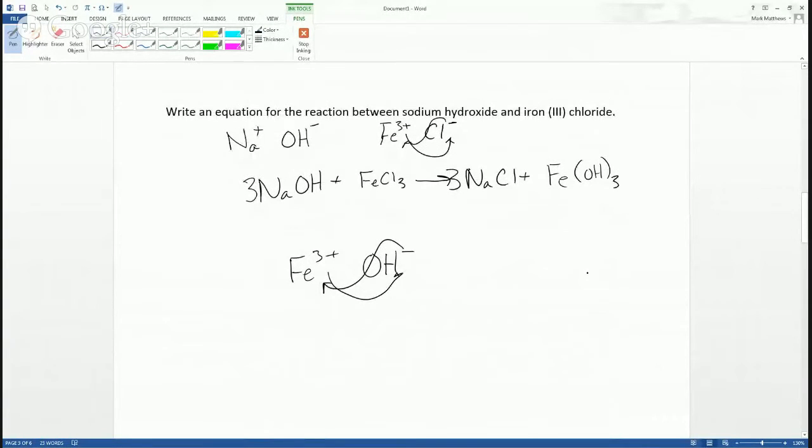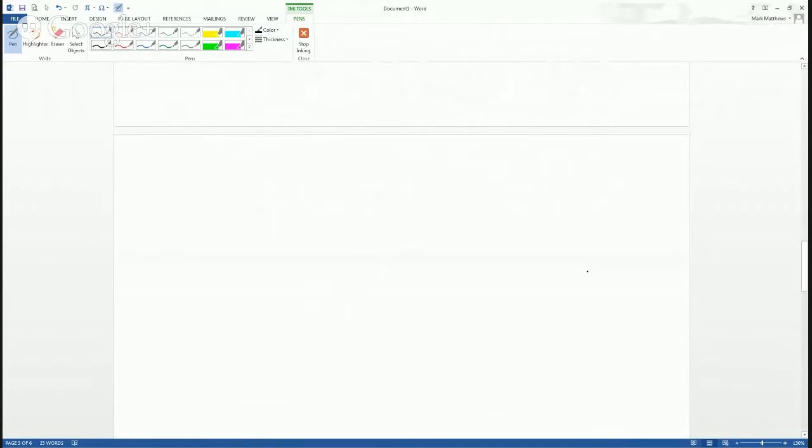Actually, yeah, I'll do a net ionic for one. I wasn't going to, but yeah, I got time. I'm going to do net ionics for at least one of them, because people do get stuck with net ionics.